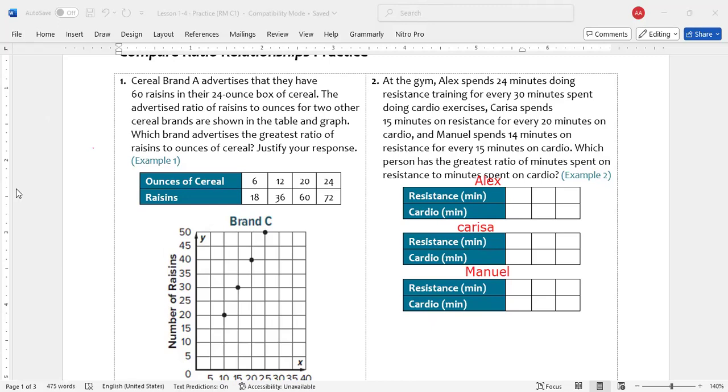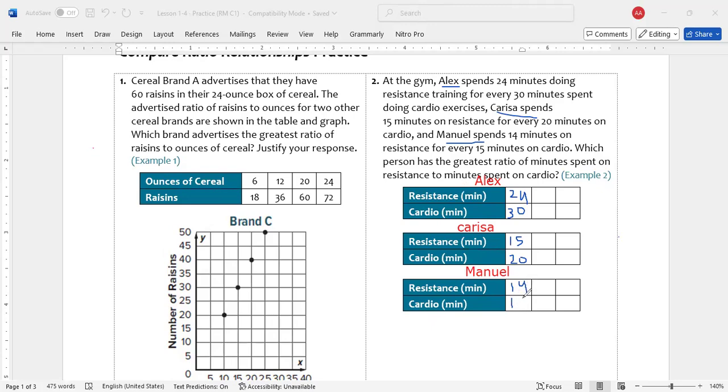So for this one, Alex spent 24 minutes doing resistance training out of 30 minutes. So I will write how many resistance, 24, and the number of minutes is 30. This is the first, for Alex only. Then Krisa spent 15 minutes out of 20. So I will write here 15 and here I will write 20. And the third one is Manuel, who spent 14 minutes on every 15 resistance.